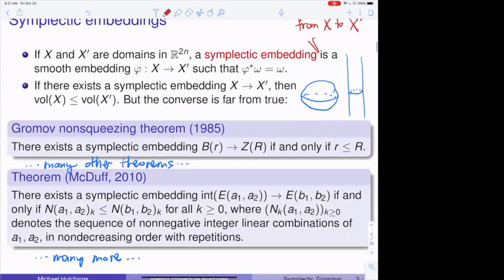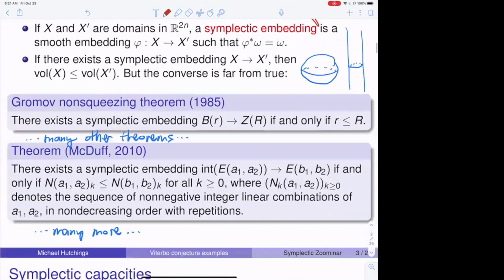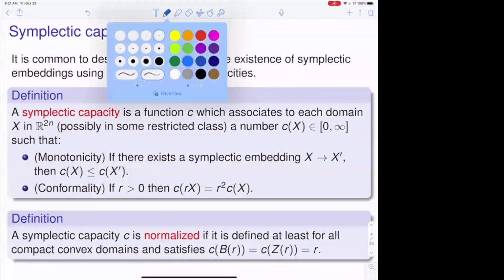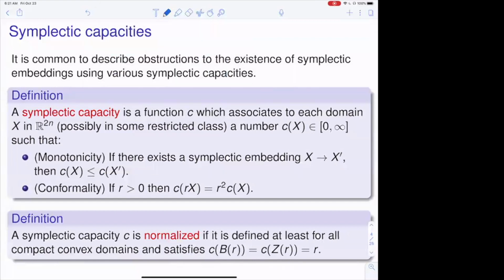Now, to study these kinds of questions systematically, there's a notion of symplectic capacities. There are different definitions of this in the literature. The definition I'm going to use is that a symplectic capacity is a function C. It inputs some domain X in R^2n, and maybe not all of them, maybe you have to assume something about X. And it outputs a real number, anything from 0 to plus infinity.